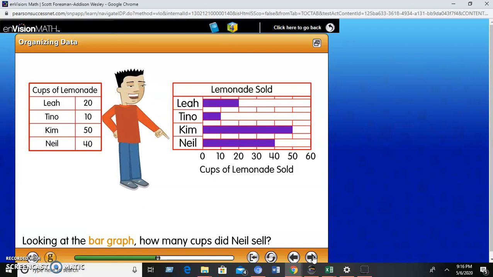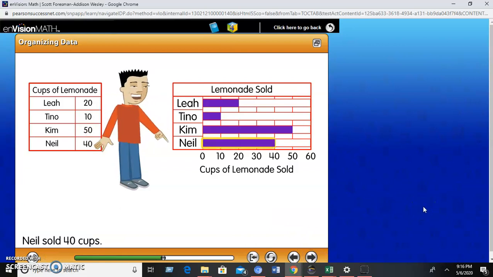Looking at the bar graph, how many cups did Neil sell? So here we're going to find Neil. That's Leah, Tino, Kim, and Neil. Neil is right here, and we're going to go all the way to where the bar ends. We find the number where it stops. 40. So 40 tells us that Neil sold 40 cups of lemonade.